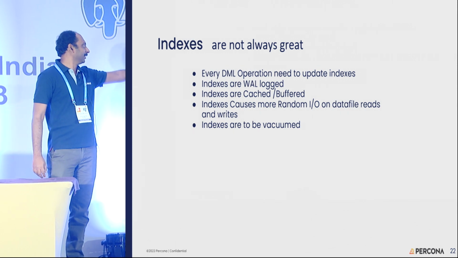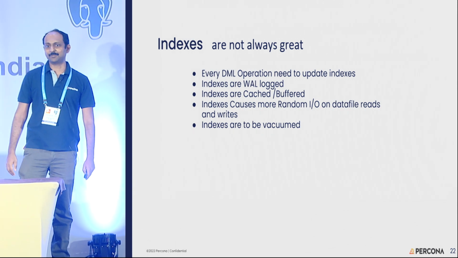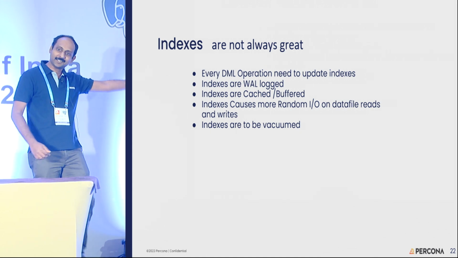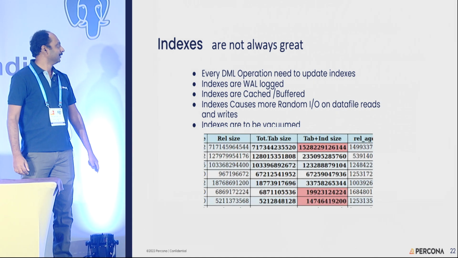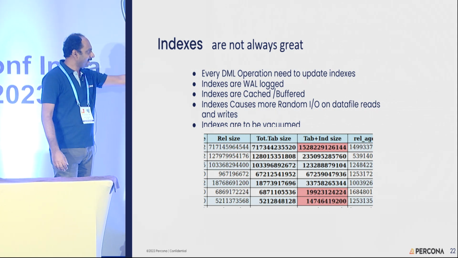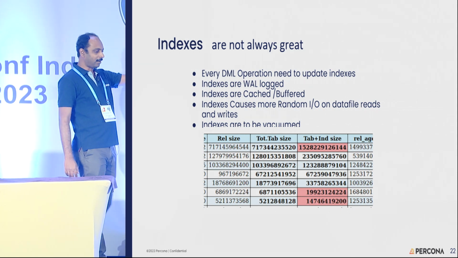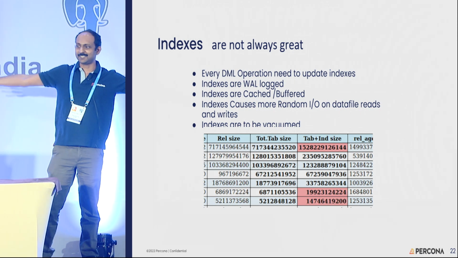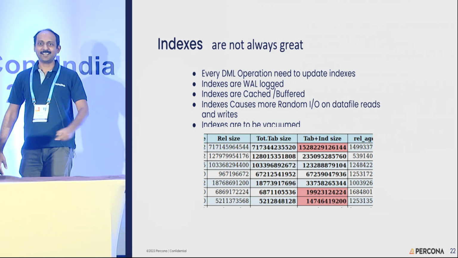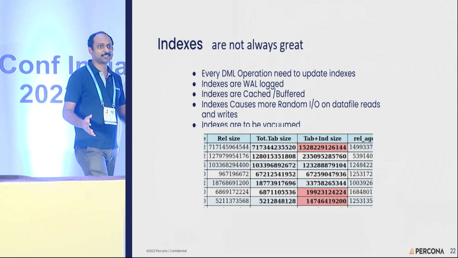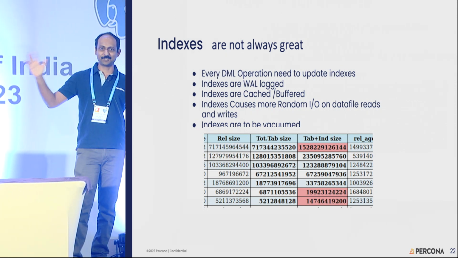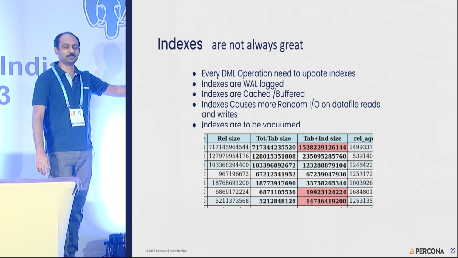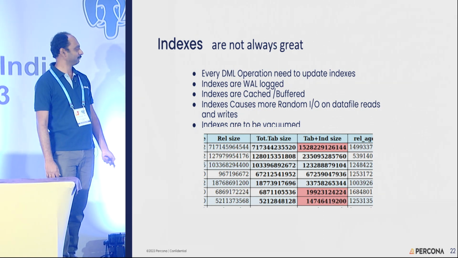And finally, the indexes also need to be vacuumed. We talk about table vacuum, but actually the associated indexes also need to be vacuumed. And when we analyze, this is a common case: the table size is small, but the total index size is big. It's very common to see 5-6 times the size of the table. So imagine the overhead which we are creating.